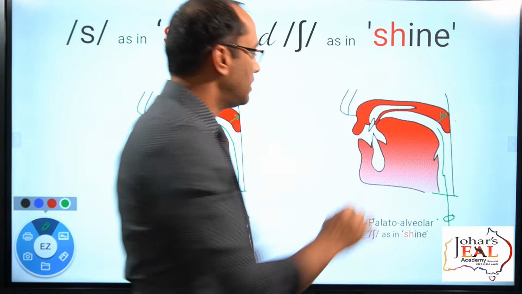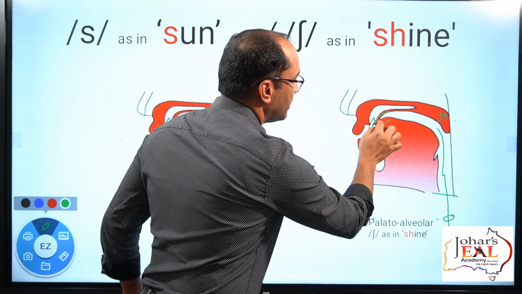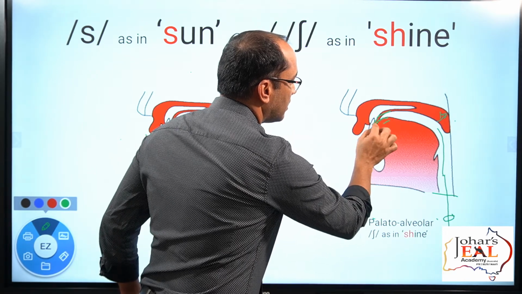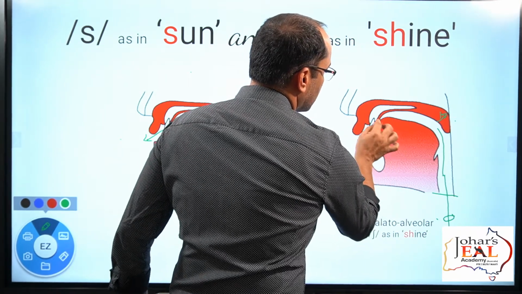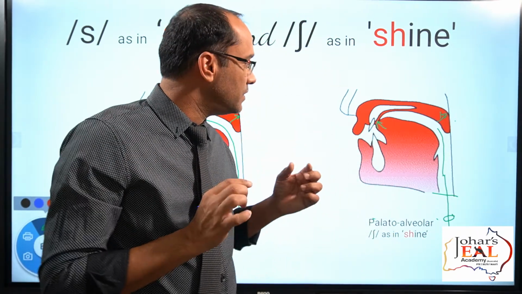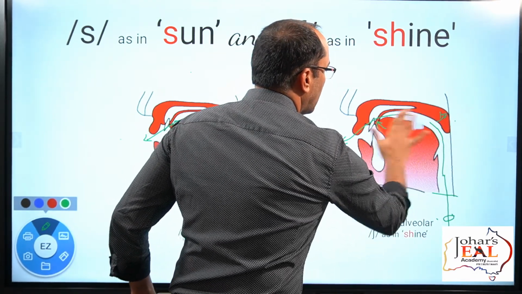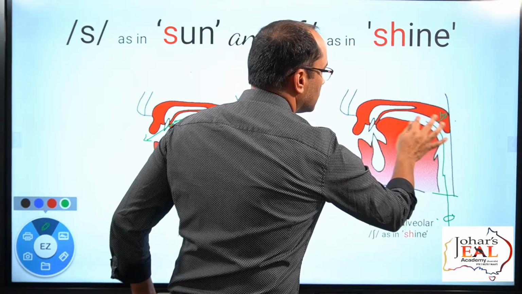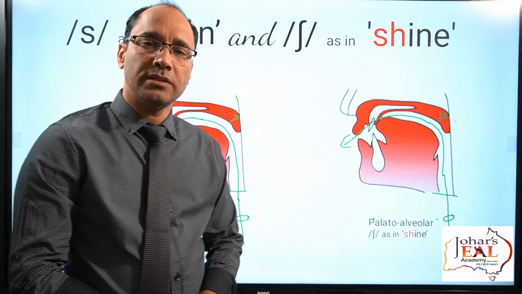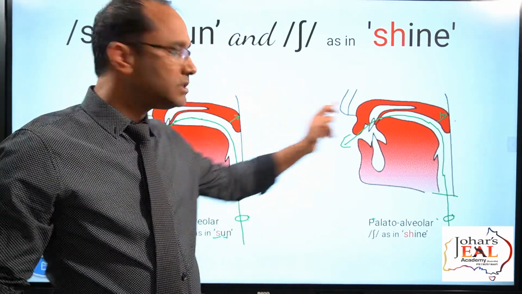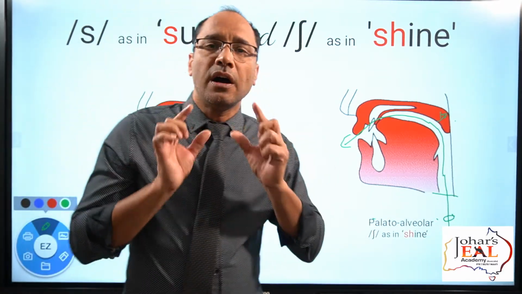So the organs here are your alveolus or teeth ridge and hard palate. And here is the tip, blade, and front of the tongue. So this part goes very close. There is a very narrow gap between the two. So when the air passes through this, there is audible friction. That's why this is also a fricative sound. So this is fricative, this is fricative. But yes, the position of the articulator is different.